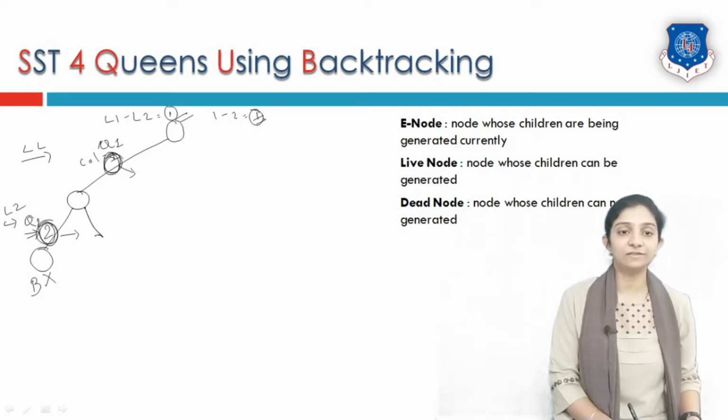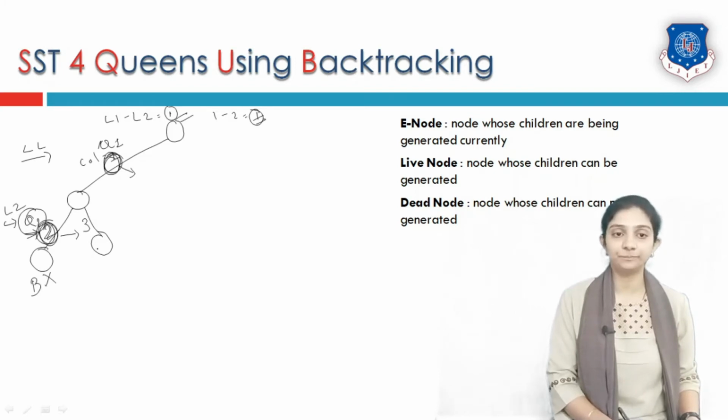And it tries some other column for queen number 2. Now for queen number 2, we have already tried column number 2. Now we will try column number 3. Now the difference between levels is 1 and the difference between the column numbers is 2. So the difference of levels is not equal to the difference between columns. So we will continue growing our tree in this branch.